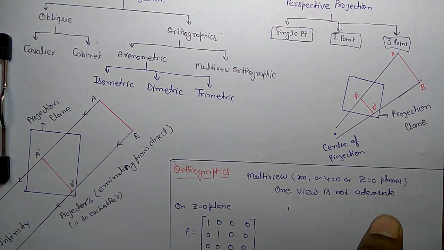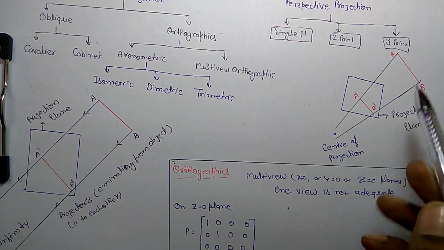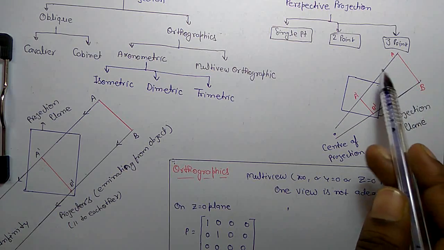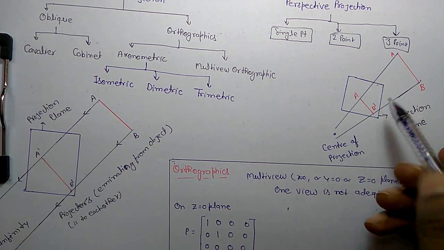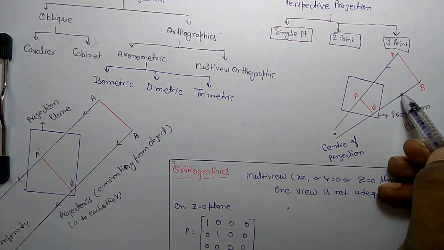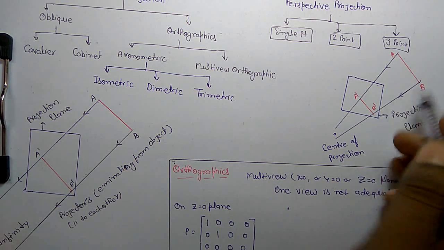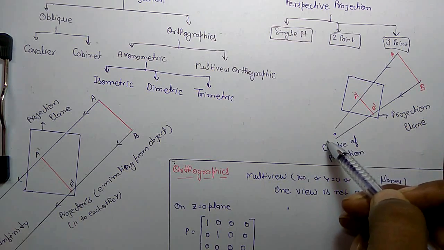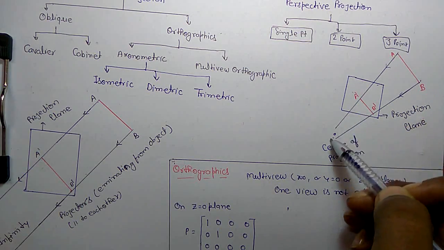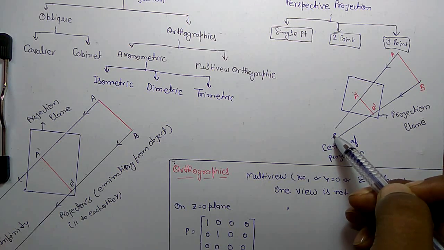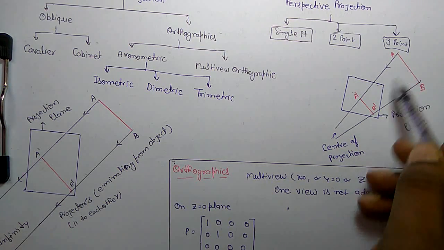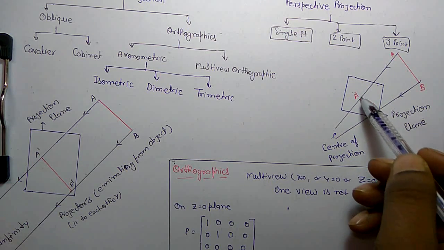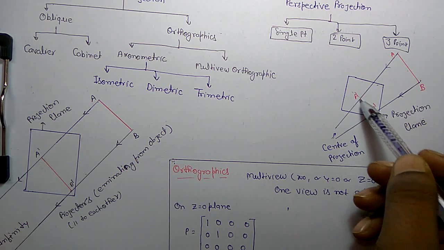In the perspective projection, this is the projection plane, this is the object. The projectors, I mean these rays, are not parallel to each other. They meet at some place. It appears they are going to meet at some place. So that is the center of projection. So if it is an object, then on this projection plane, these are the images that are drawn on the projection plane.